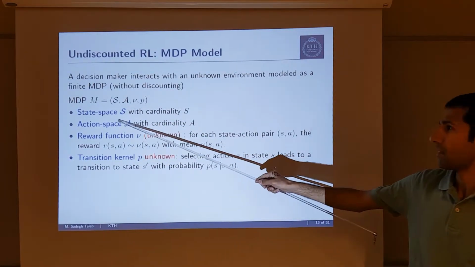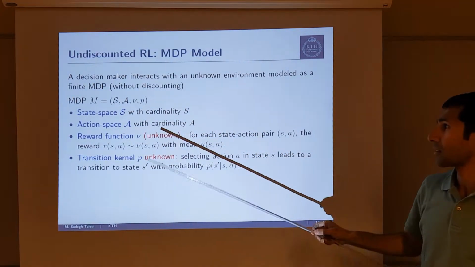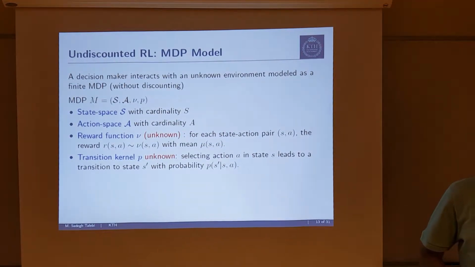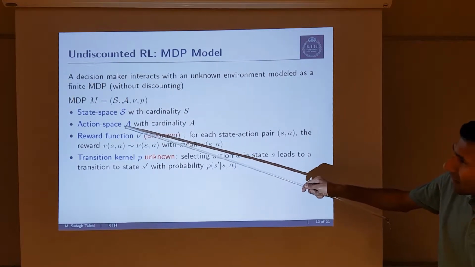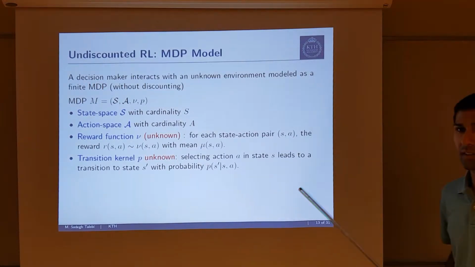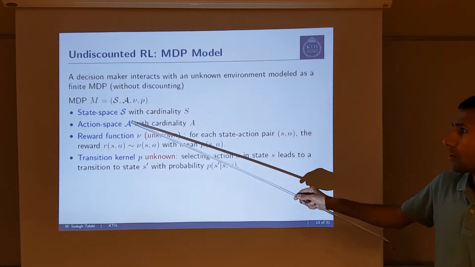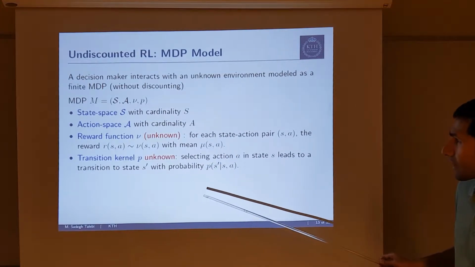So this action space is similar to the arm space at a given state. For simplicity, we assume that the action space is the same over all states, but you can simply assume that the action space depends on the state, A of S, like this. You can assume that you have a different set of actions at various states. But for simplicity, we assume that you have the same action space at any state.